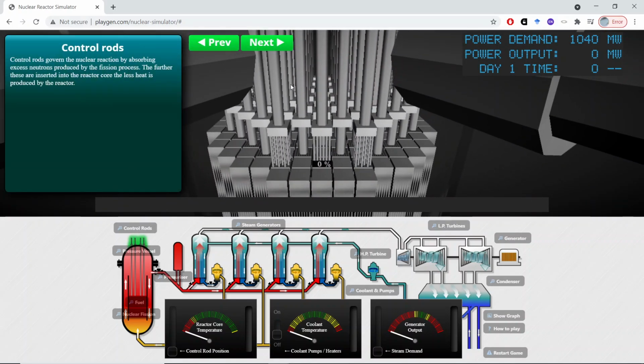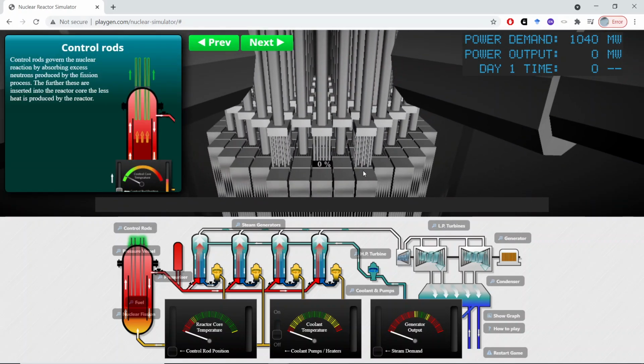And here we have the image where we actually see the fuel elements, which are these rectangular prisms with these pipes here that are the absorber rods. Control rods or absorber rods. Control rods govern the nuclear reaction by absorbing excess neutrons produced by the fission process. The farther these are inserted into the reactor core, the less heat is produced by the reactor.